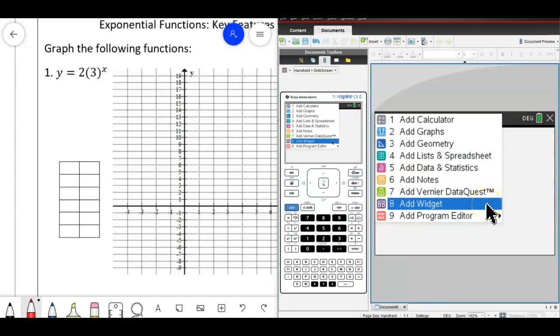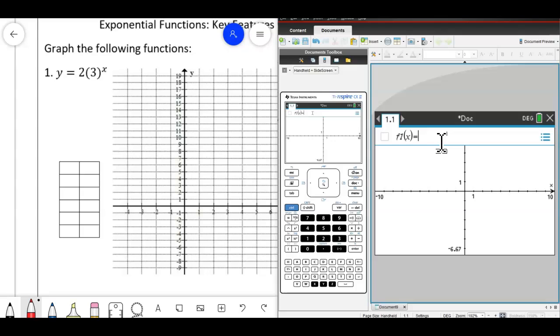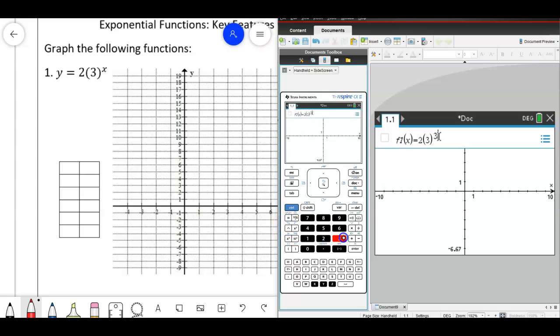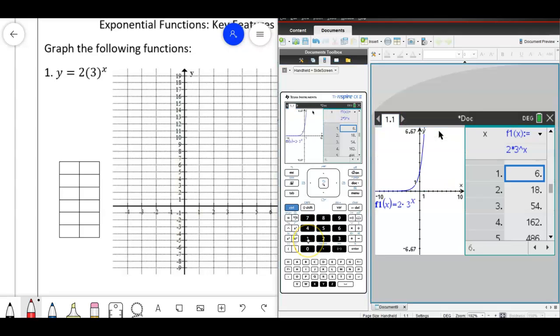Don't save. Graph it. Okay, now we're doing 2 times 3 to the x. 2, parentheses, 3, and then caret x, not caret 3. Once you type it in, you hit graph, and you'll get your graph. What we need to do is get a table. What do we press for table again? Menu 7.1, it'll give us a split screen of our table.